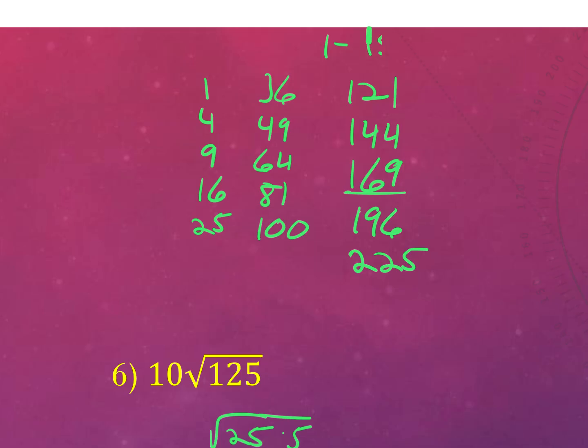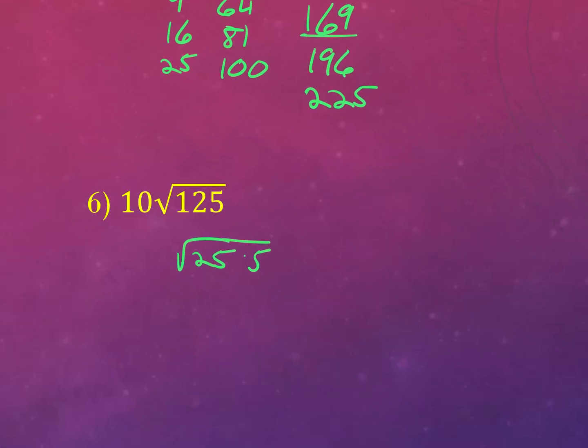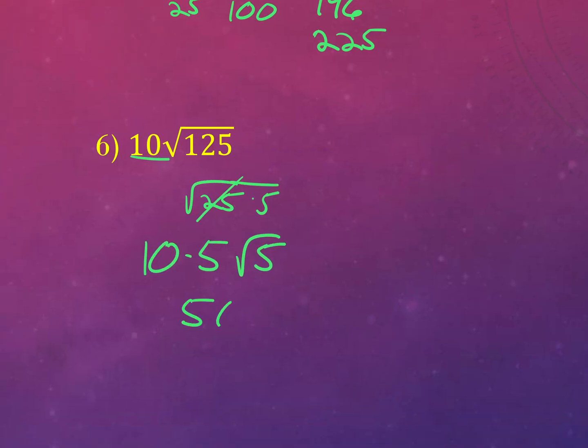Okay, so these are the perfect squares 1 through 15. But anyway, just some good things to memorize. So square root of 25 we know is 5. And then we get the square root of 5. We have this 10 on the outside. This should get you 10 times 5, 50. So we get 50 square root of 5.